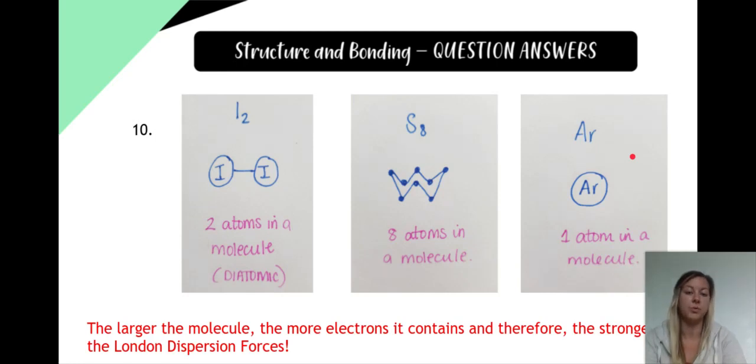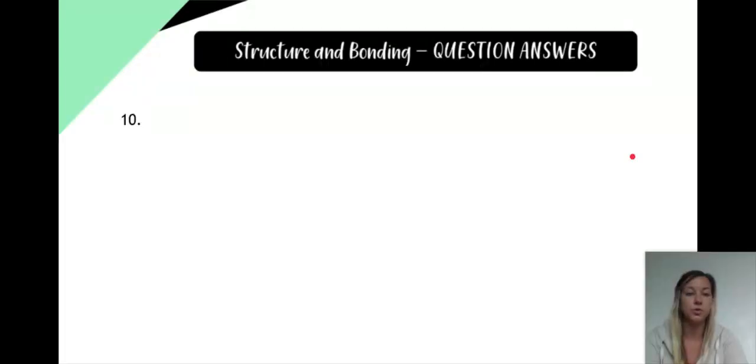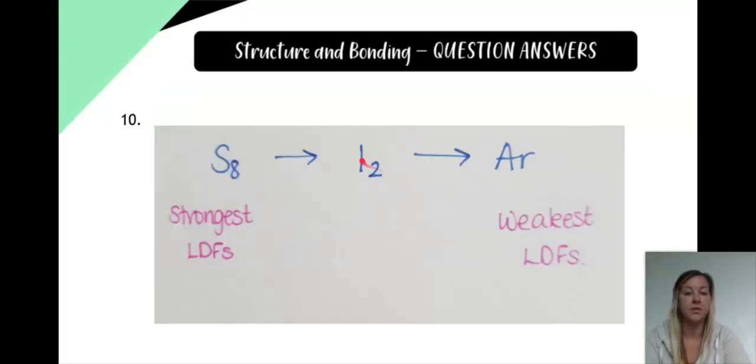If we wanted to put these in some kind of order, then we could absolutely do so. It would be the largest molecule to the smallest. So sulfur is going to be our largest. It's going to have our strongest London dispersion forces. Iodine's going to be in the middle, and argon's going to have the weakest London dispersion forces. Now, if you looked up the boiling points for these 3 elements, that would concur with what we have found out. Sulfur would have the highest boiling point, then iodine, and then argon.